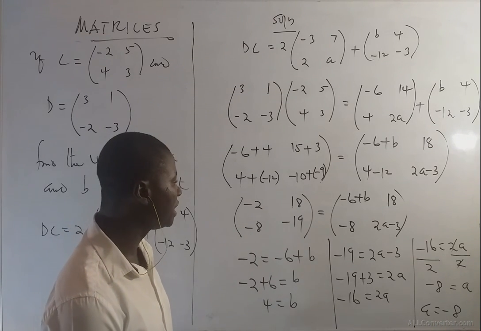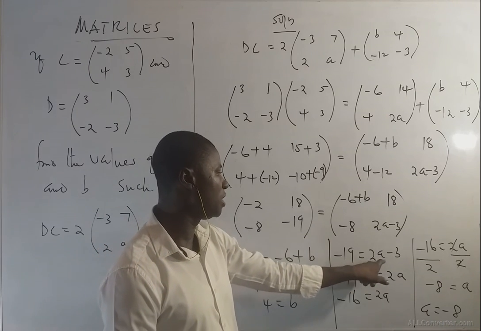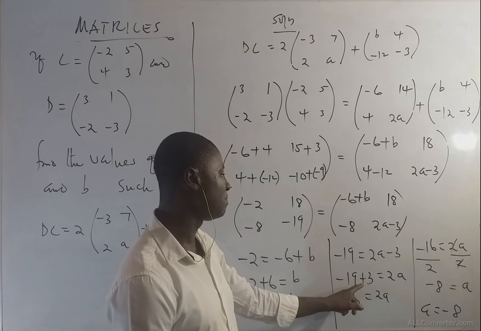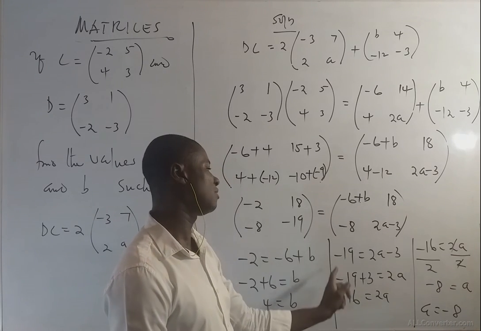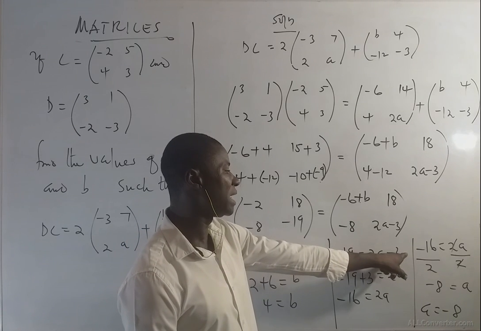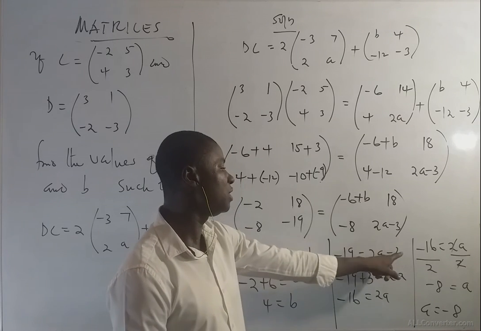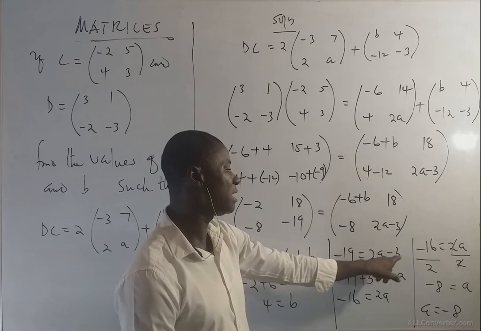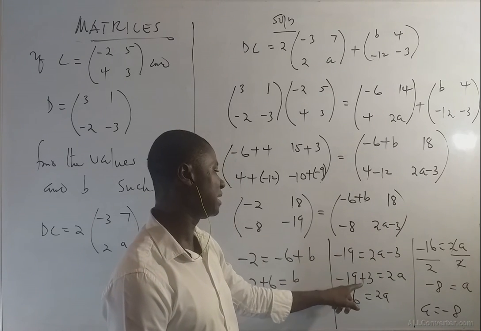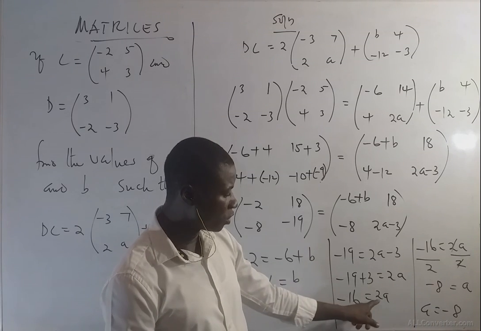Then we can also equate the fourth element, minus 19, to the fourth element. So minus 19 equals 2A minus 3. We group the constant on the left hand side. We have minus 19 plus 3. The minus 3 also becomes plus 3 on the left hand side. The reason is that we are adding 3 to the right hand side, and whatever we do to the right hand side, we have to do the same thing to the left hand side. So when we add plus 3, minus 3 plus 3 will be 0. So we will be left with 2A. And the plus 3 is what we have here. So minus 19 plus 3 will give us minus 16. And this is equal to 2A.